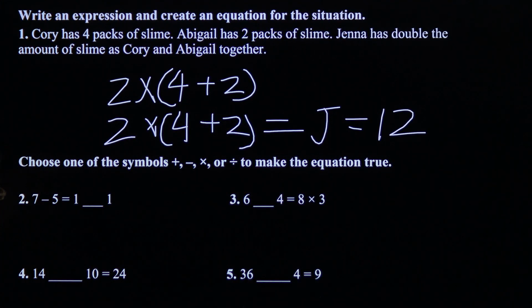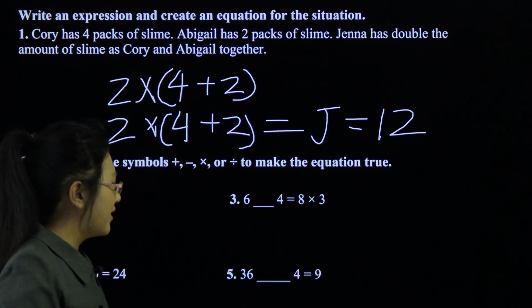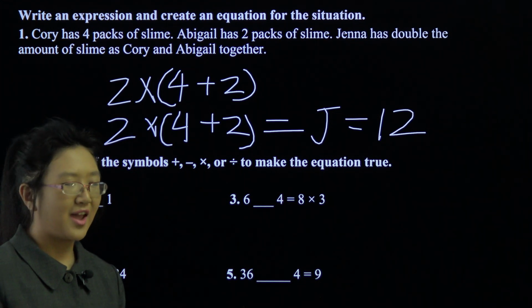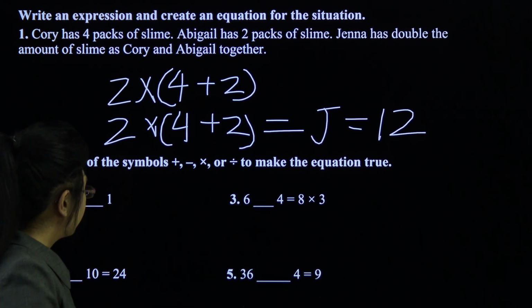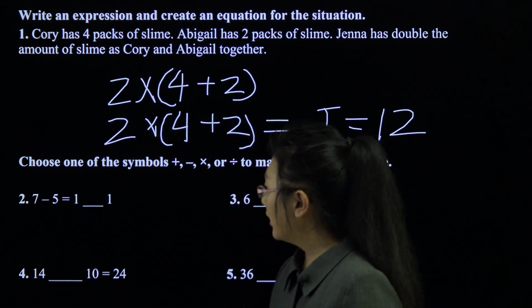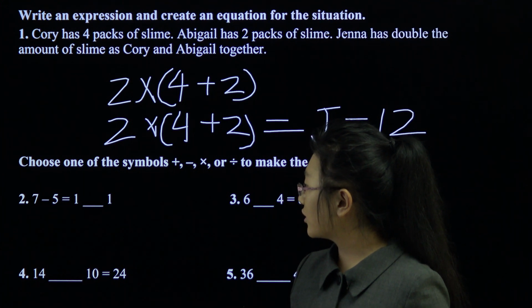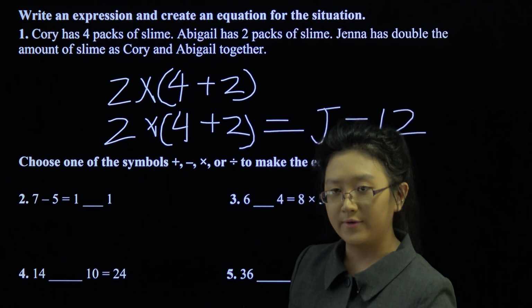There! Now, choose one of the symbols. Plus, minus, multiply, times, whatever you call it, or divide to make the equation true. Making an equation true is another way to say, well, making both sides equal. So we have 7 minus 5 equals 1 _ 1.